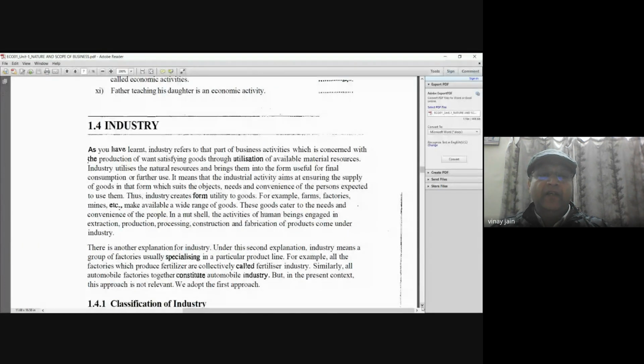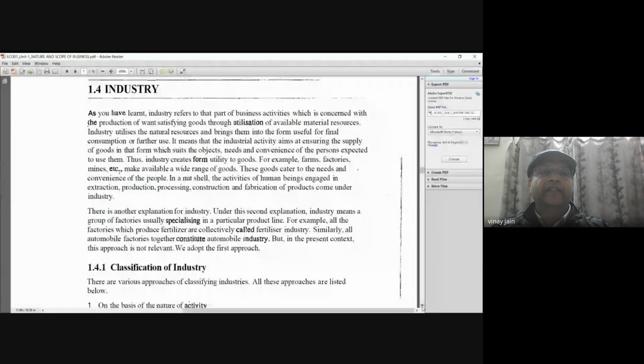Okay, guys. Now I'm just starting about the industry. Everyone may get confused about the industry, because if you are into a business, you may be an industrialist or not. So it depends, because while you are producing goods or service, it is up to you.